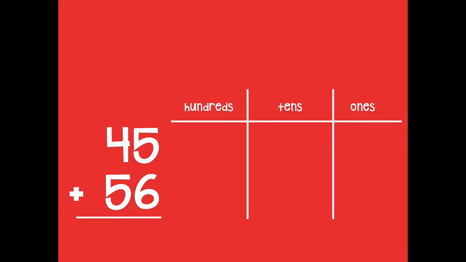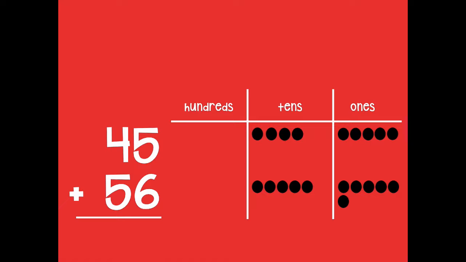Let's model our numbers first. For 45, you need 4 tens and 5 ones. For 56, you need 5 tens and 6 ones. Let's start in our ones place. Do we have enough ones to make a 10? Yes, we do. We can bundle those and compose them into a 10. And then we put our 10 underneath, 10 on the line, and then we put 1 underneath our 5 and 6 in the ones place.